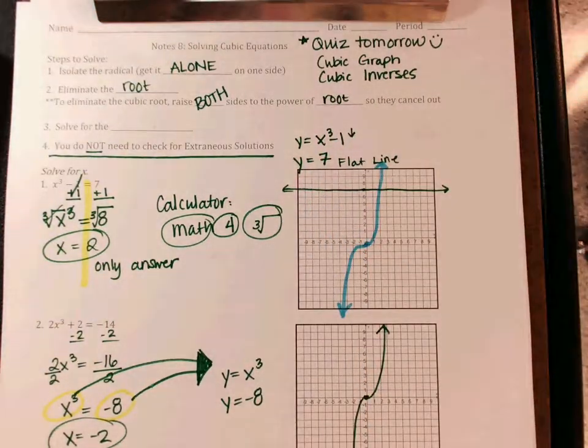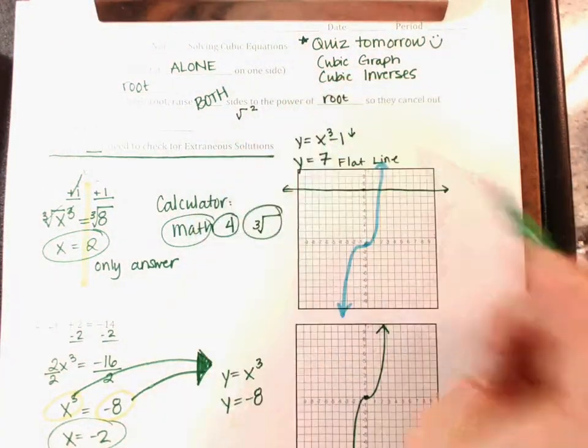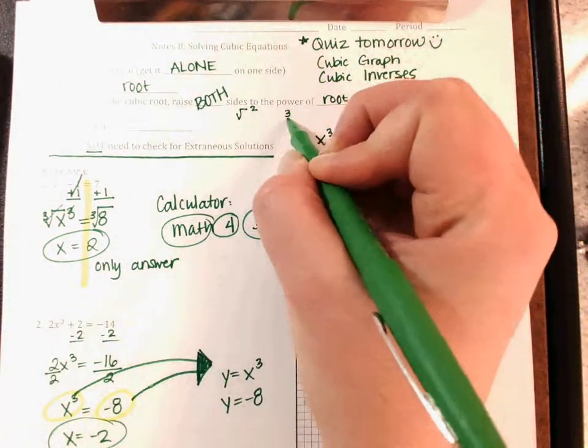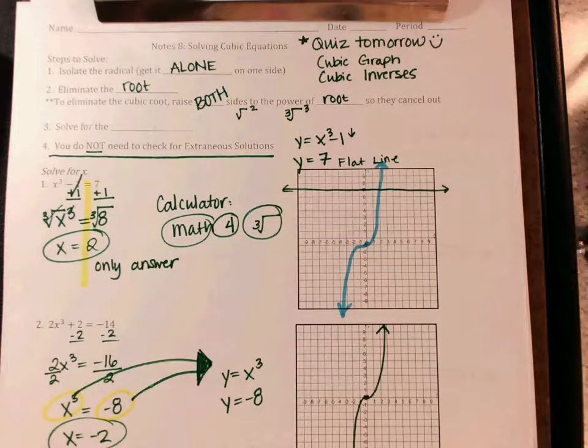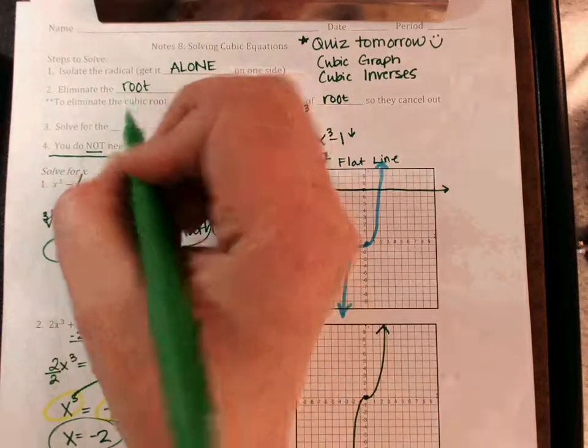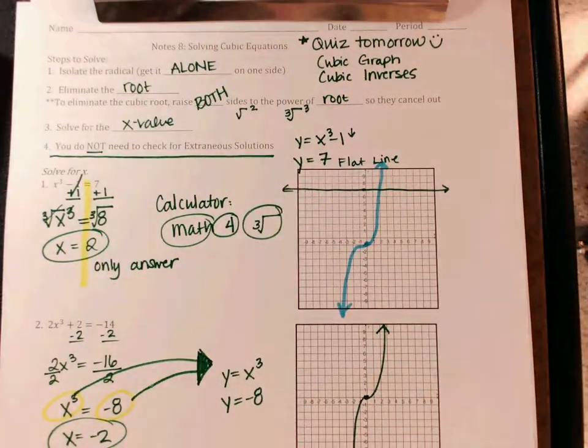Okay, so this is what I mean by that. If it's a square root, you would have to square so that they match. If it's a cubic root, you have to cube so that they match. Okay, so square root you would square, or a cubic root you would cube. And so you just have to remember they're only partners if it's the same type. Okay, then you're going to solve for the x value. Okay, and then step 4 says you don't need to check for extraneous solutions. Okay, there's just one answer. When you get it, that's the only answer.